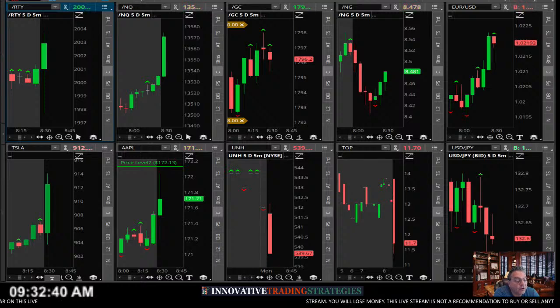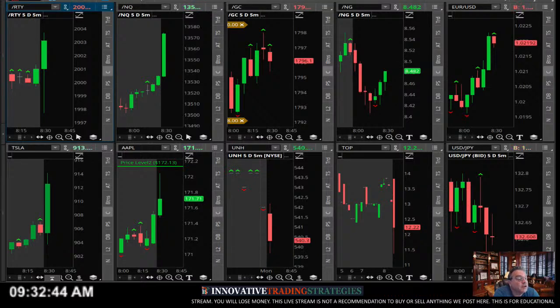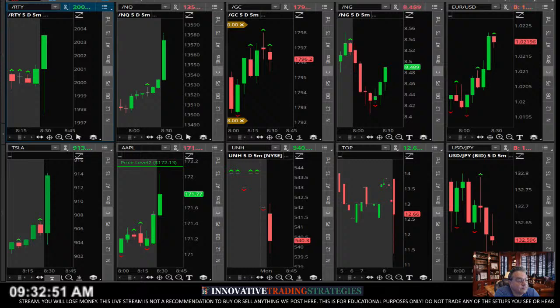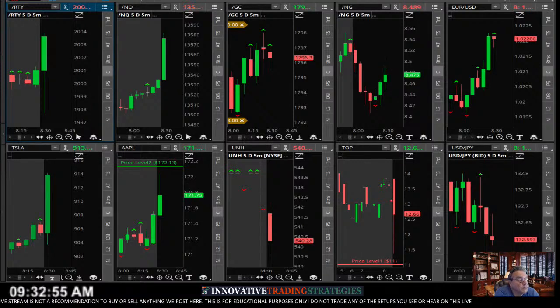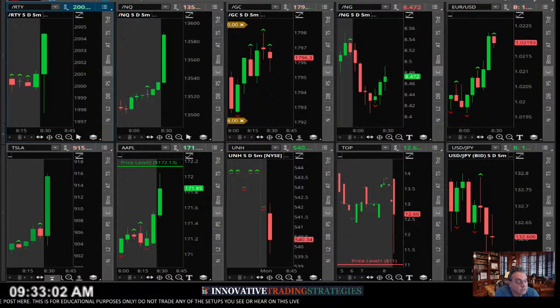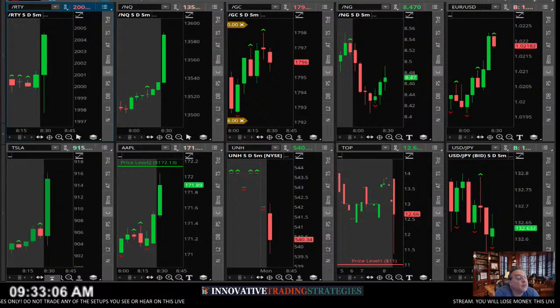Okay, seeing a pullback here on TOP. Let's see here. Pullback on TOP, see that come down to $11. May get a pullback here on UNH, come down a little bit further, down to 538.80.